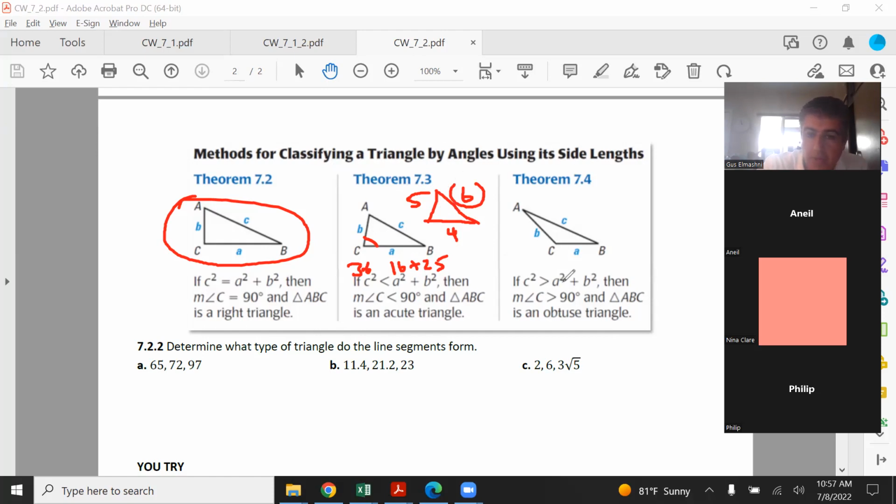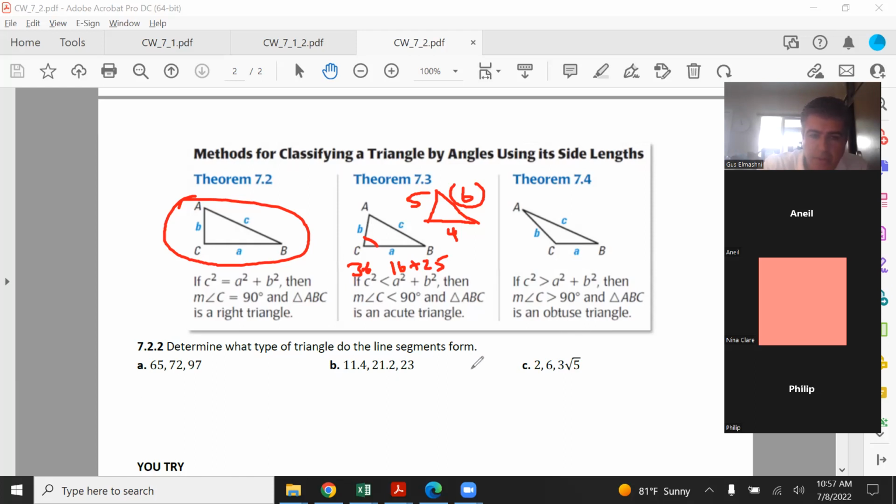Whereas if c squared is bigger than a squared plus b squared, then the angle c is going to be greater than 90 degrees and it'll be obtuse. And remember, we're squaring, so it's not the triangle inequality theorem where you just do a plus b and compare it to the biggest side. It's the square of a and b, or a and b squared separately and then added up, and you compare that to c squared. So that's how you can classify a triangle by using its side lengths.